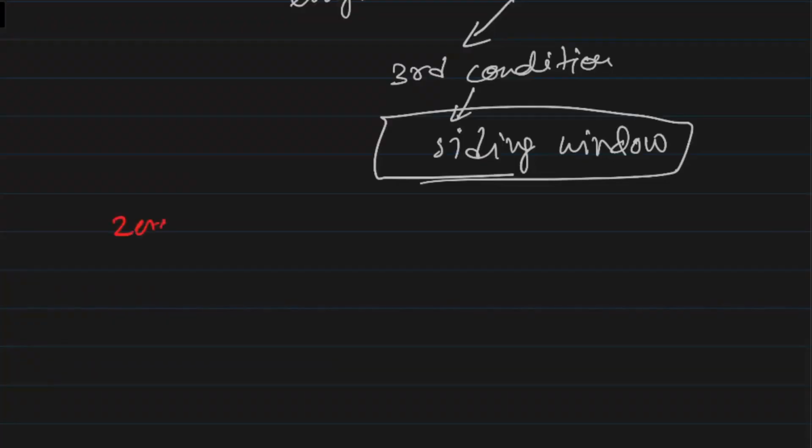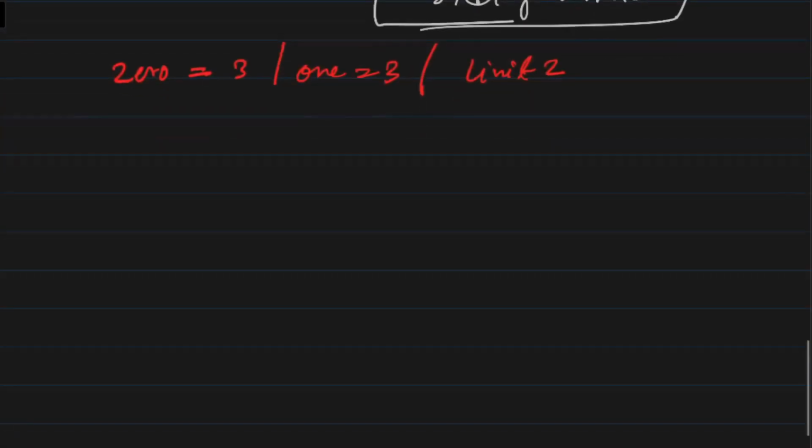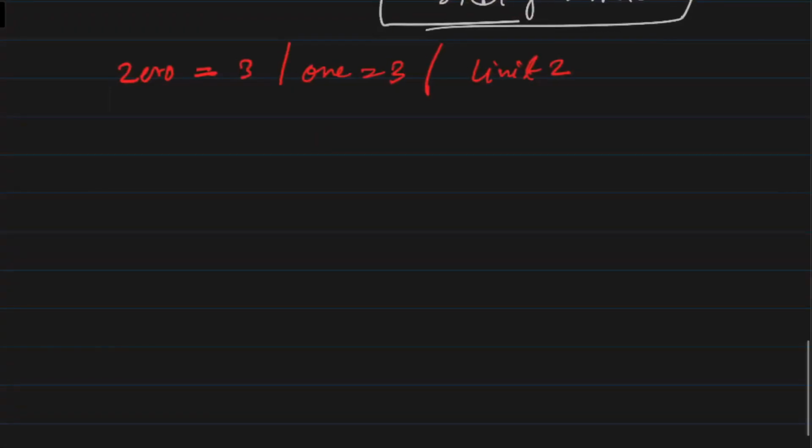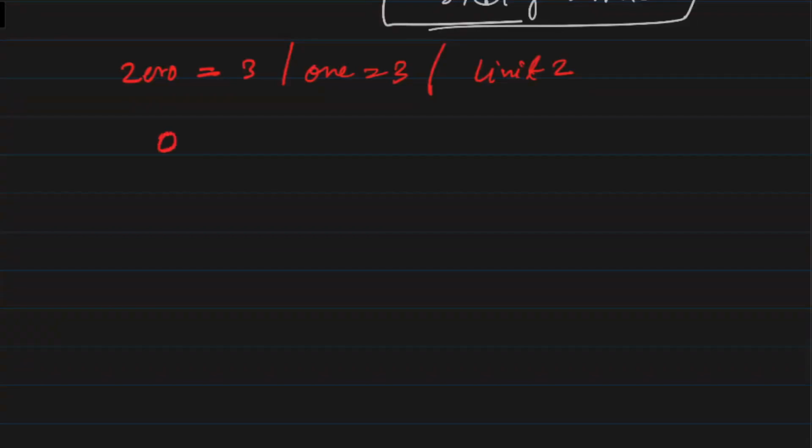So zero is given as 3, one is given as 3, then our limit is 2. Here, what I can do is first add three 0s. I'm just doing the brute force. Initially, I am adding 0, 0, 0. After that, I'm adding 1, 1, 1. So now my length is 6. Now I'm going to check this for the third condition.